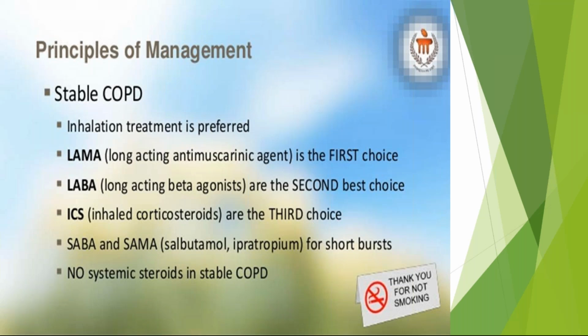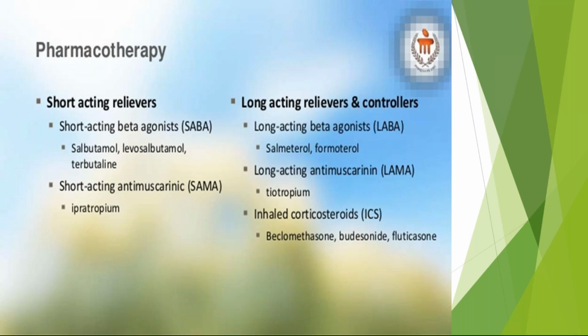In patients with stable COPD, first we will use LAMA, long-acting antimuscarinic agents, as the first choice. The second choice is long-acting beta agonists, and the third choice is inhaled corticosteroids. In case of exacerbations, we will use short-acting beta agonist and short-acting antimuscarinic agent. There is no role of steroids in patients with stable COPD.